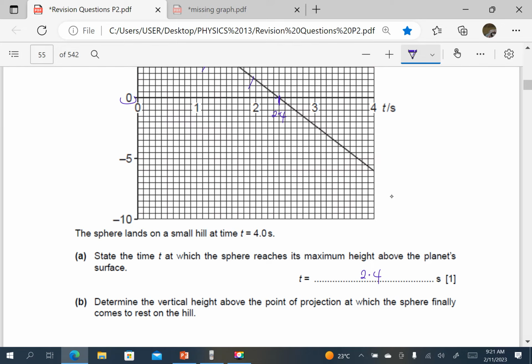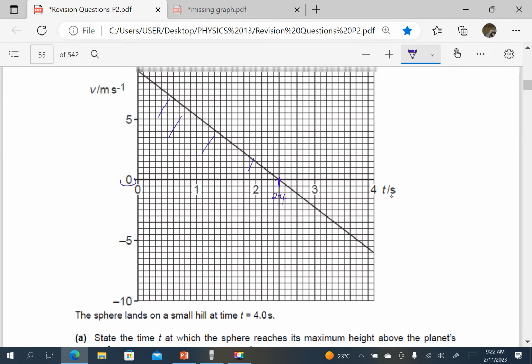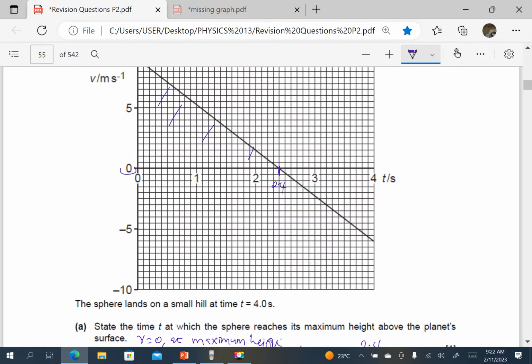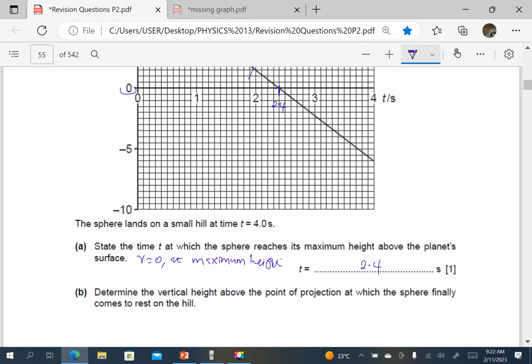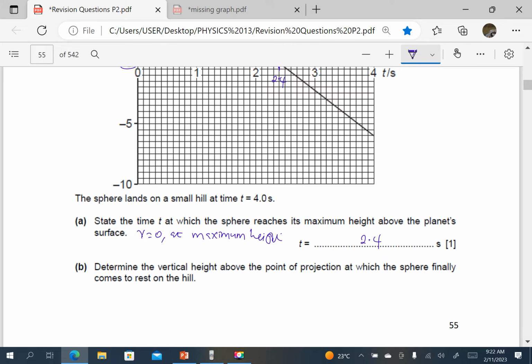So it reaches maximum height when v equals 0. v must be equal to 0 at maximum height. And from the graph, you see v is 0 at t equals 2.4. Determine the vertical height above the point of projection at which the sphere finally comes to rest on the hill.